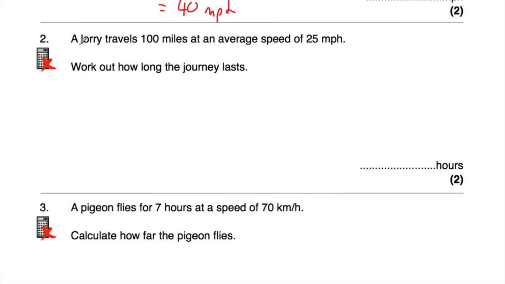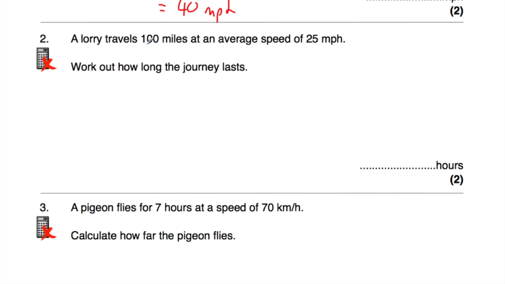Okay, let's look at our next question, question number 2. Question number 2 says a lorry travels 100 miles at an average speed of 25 miles per hour. Work out how long this journey lasts. So we want to find out how long the journey would last. Now if it drives at a speed of 25 miles per hour, that means it drives 25 miles every hour.